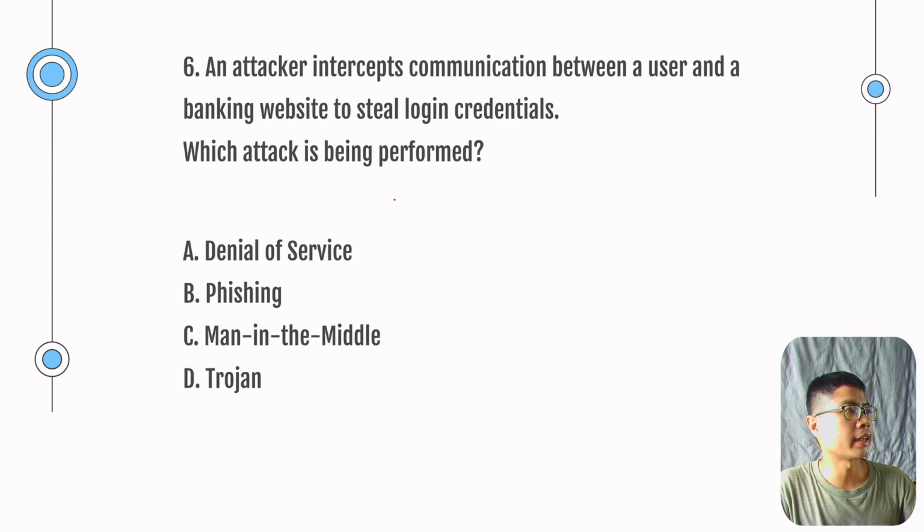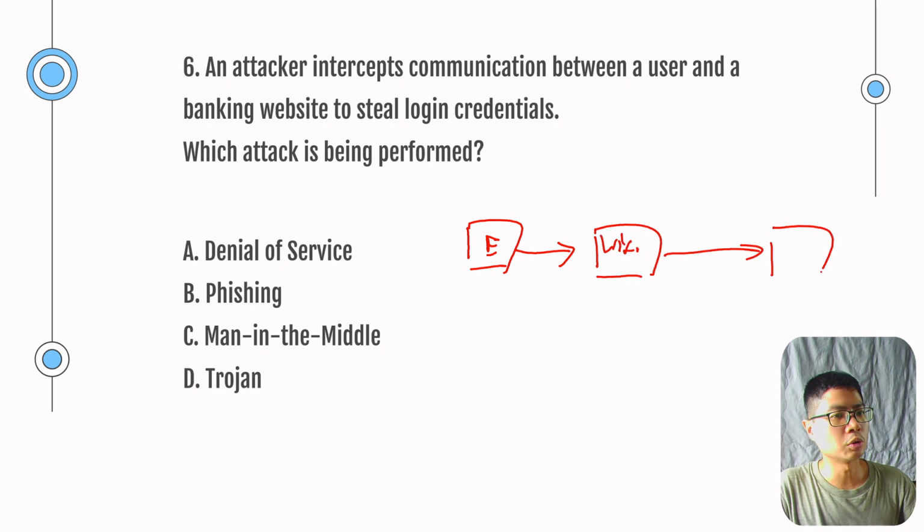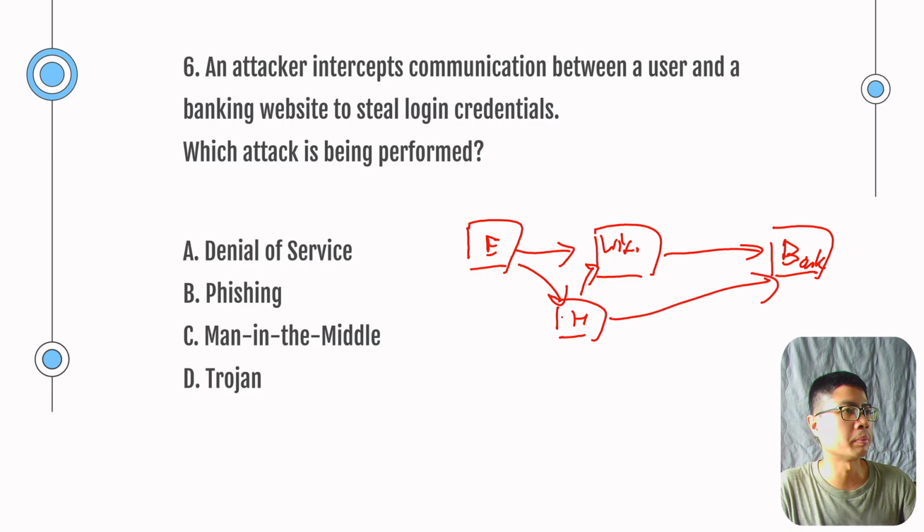Okay, question 6. An attacker intercepts communication between a user and a banking website to steal login credentials. Which attack is being performed? Okay, so this is something that we've described earlier. The user in this case connects to, let's say, Wi-Fi, and then uses it to do internet banking. And what happened is the hacker is here, and he can see the packets, and then he can redirect through the use of something such as ARP spoofing for the employee to connect to him, before forwarding it to the bank.